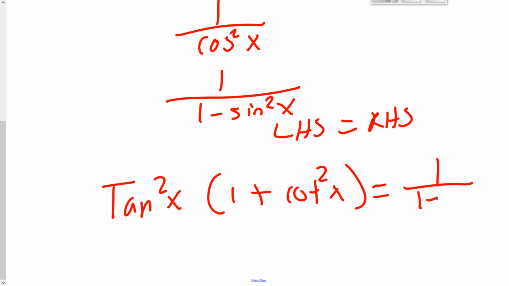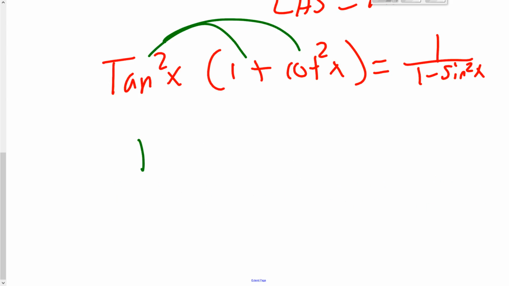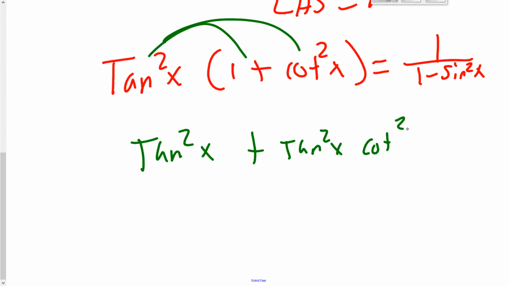Okay, so just because I do it one way doesn't mean you can't do it another way, but it just has to make sense, right? You have to use the proper things. Okay, so instead of switching, I'm going to distribute this tangent to both. So tangent squared x plus tangent squared x cotangent squared x.